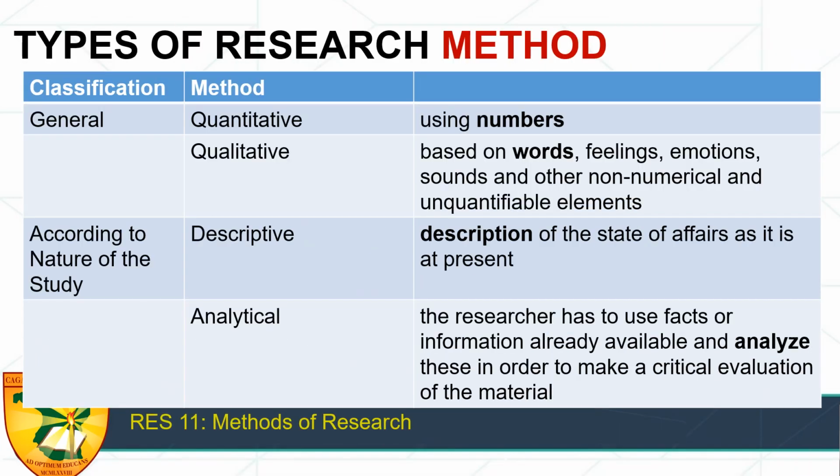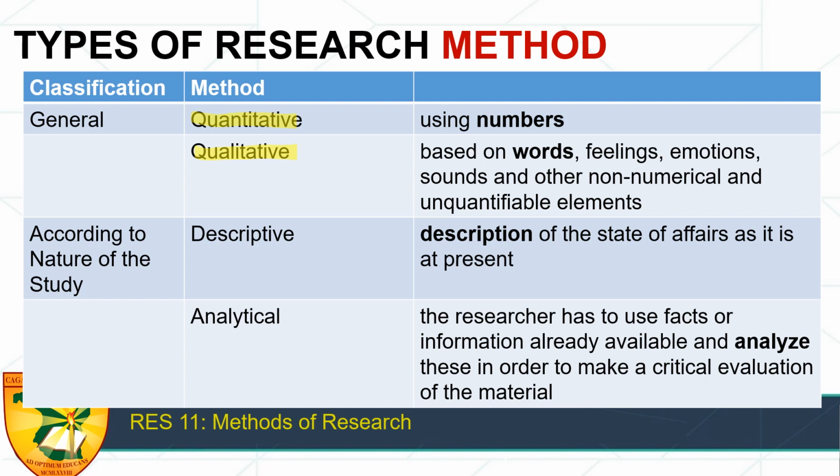We have here the types of research methods, and we have four classifications: the general, according to the nature of the study, according to the purpose, and according to the research design. You will see this in our handout, but we will just touch it a bit here in our video. And generally, we have two research methods: your quantitative and qualitative. And I bet you know already what those methods are.